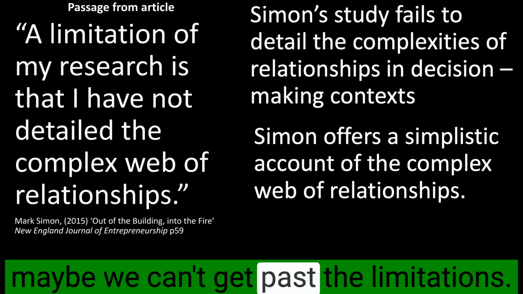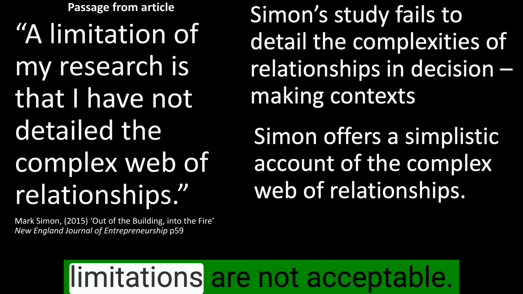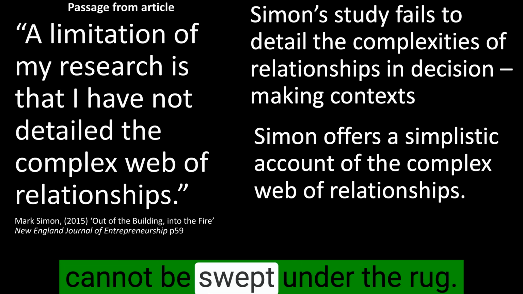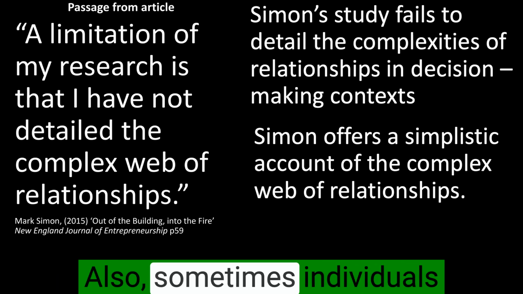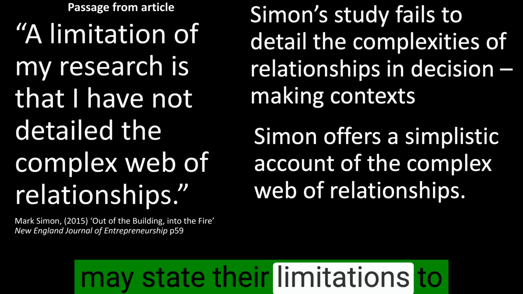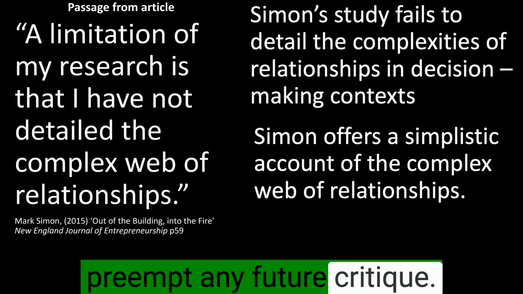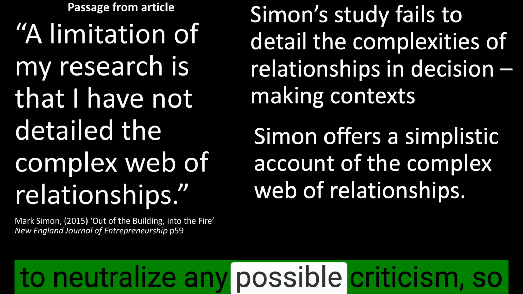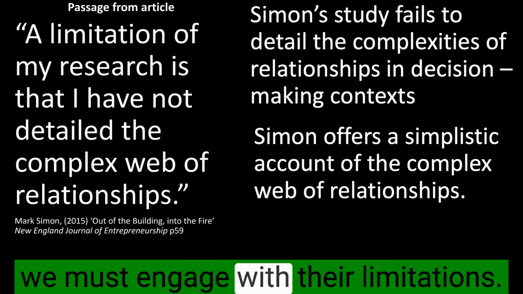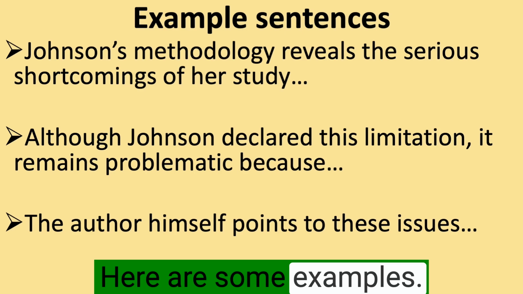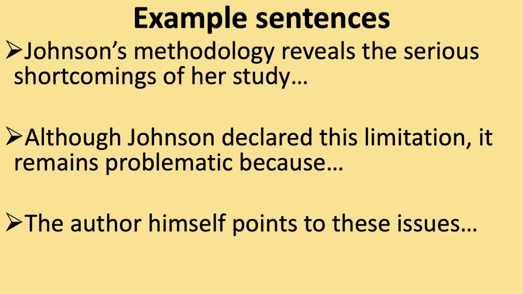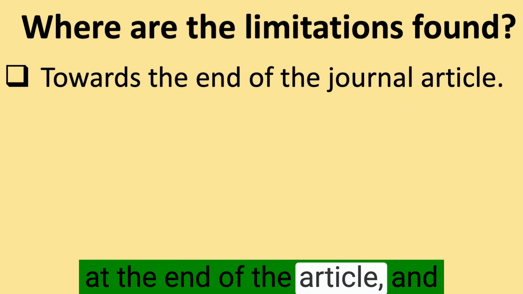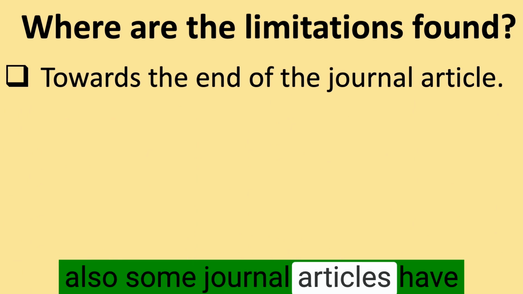Maybe we can't get past the limitations. Maybe we think that their limitations are not acceptable. Maybe we think that their limitations cannot be swept under the rug. Also, sometimes individuals may state their limitations to preempt any future critique. Coming clean in their study is a way to neutralize any possible criticism, so we must engage with their limitations. Here are some examples. Generally, you'll find the limitations at the end of the article, and also, some journal articles have a dedicated limitations section.